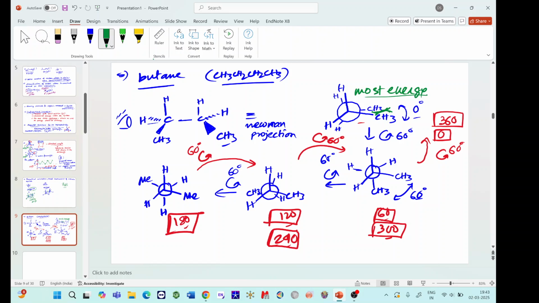Okay, so this one will be of most energy. Okay, because these two methyl are in the same position. Now let us search for the other one. 60. So okay, this 60 you have these two.